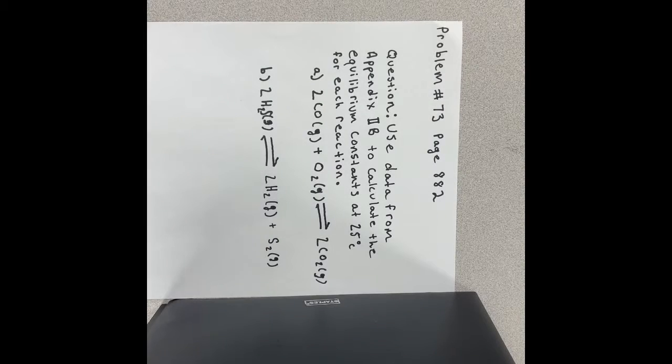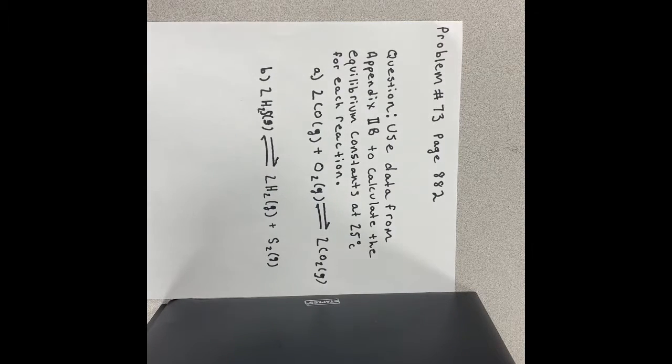Hi, my name is Jake Erley, and I will be presenting problem number 73 from page 882 in the textbook. The question is asking to use data from Appendix 2b to calculate the equilibrium constants at 25 degrees Celsius for each reaction. Below are the two reactions that we'll be determining.